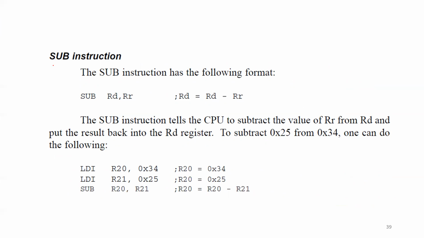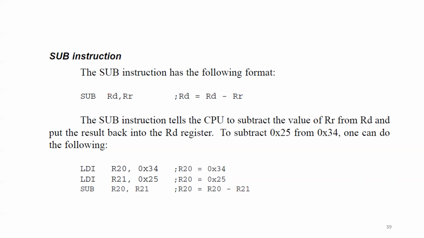Sub instruction. This is another instruction we use in the AVR processor. The sub instruction is nothing but subtraction. So sub RD, RR means RD equals RD minus RR, which means you have two values inside these two memory locations or general purpose registers.